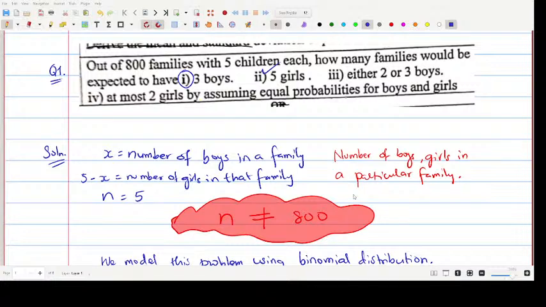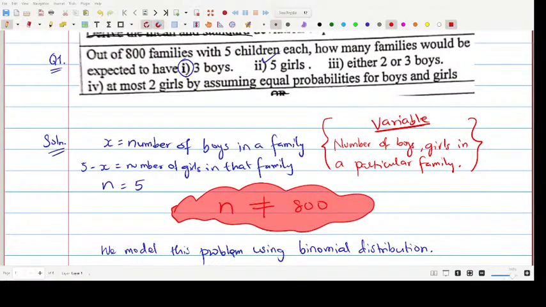So we have got 800 families. 800 is not n here. You now realize it, correct? N is not 800 with 5 families each. So the question is, we have to find out how many families are expected to have, and the variable is the number of boys and number of girls, right? So in a particular family, that is the variable. According to the variable, we decide what should be the x, what should be the n, and which distribution to use. And we have used a binomial distribution here because n is 5, right?